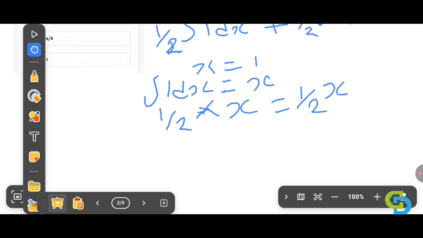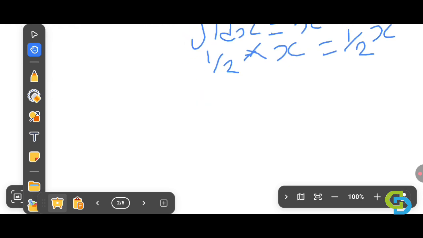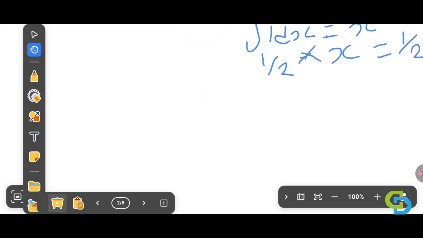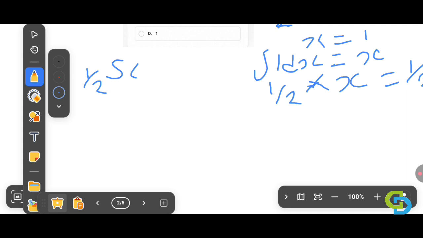So we continue further. The next one is 1 over 2 integration of cos 2x dx. Now this is something that will take our time. So let's see, 1 over 2 integration of cos 2x dx. How is it going to be like? Integration of cos 2x dx is what we're going to do now. So how can we solve that?